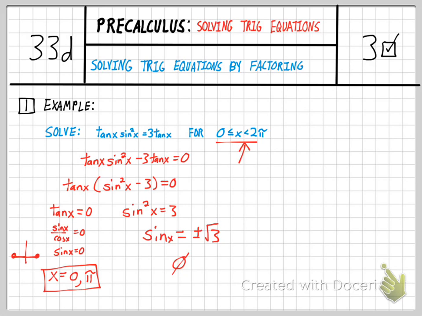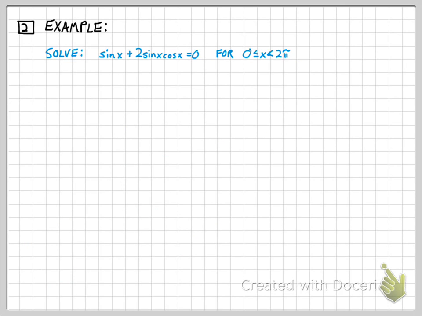Just to summarize the strategy, you want to basically move everything to one side of the equation, set it equal to 0, and then instead of dividing out a term, you want to factor out a term. Alright, let's look at another example.